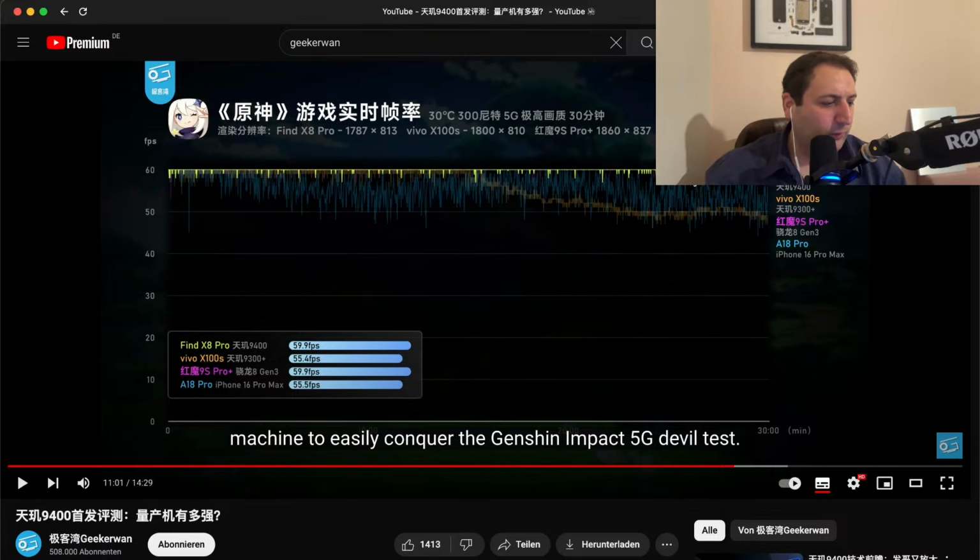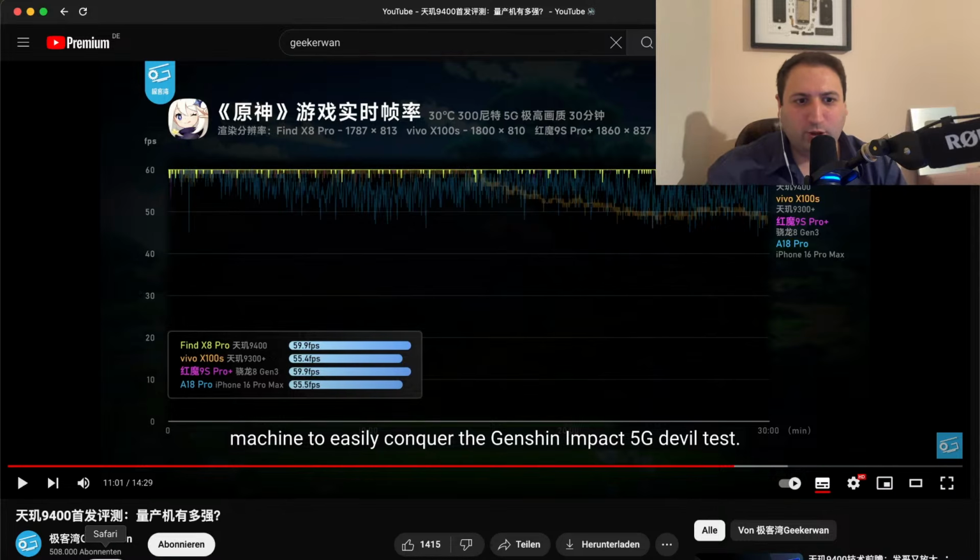So iPhone runs at 873 times 1.618, and this runs at 1787 times 813, so that's 1.452. So there is like a 10% difference here in resolution that would probably allow the iPhone to also push beyond. And again, question about same quality settings.